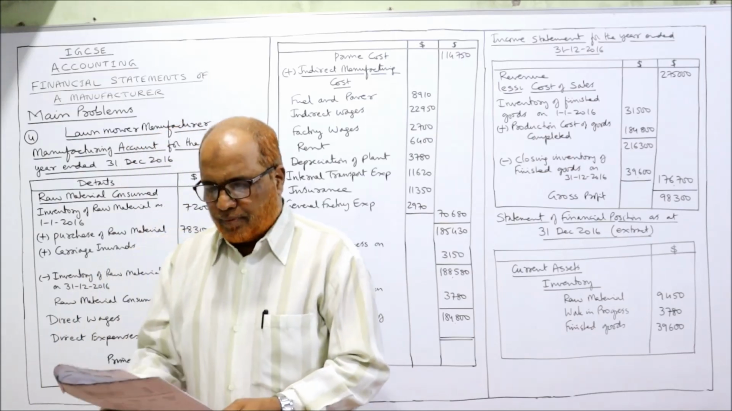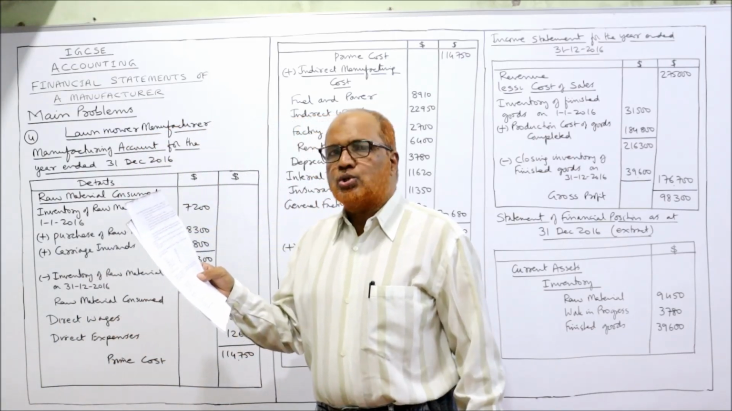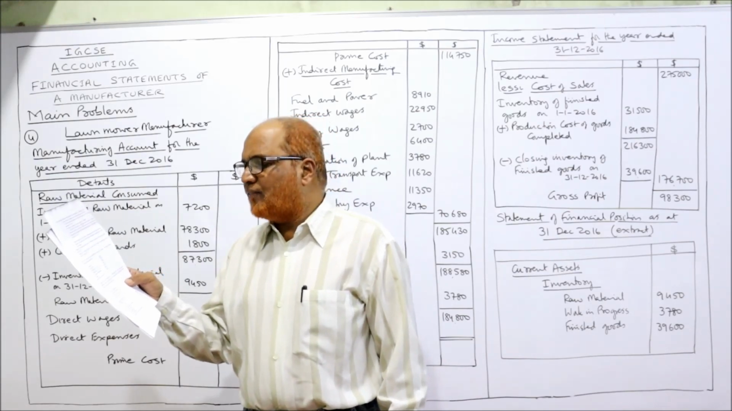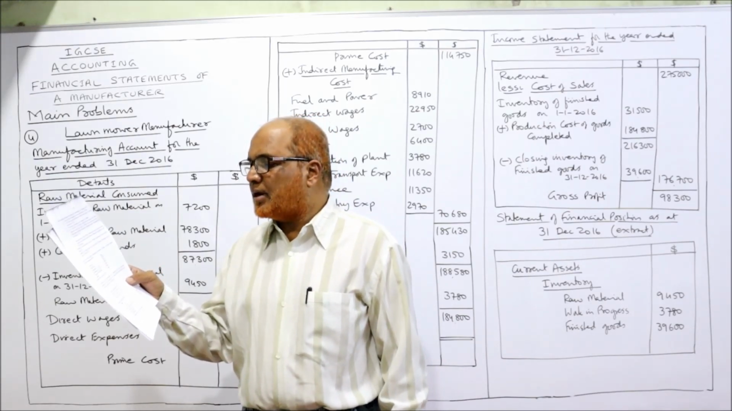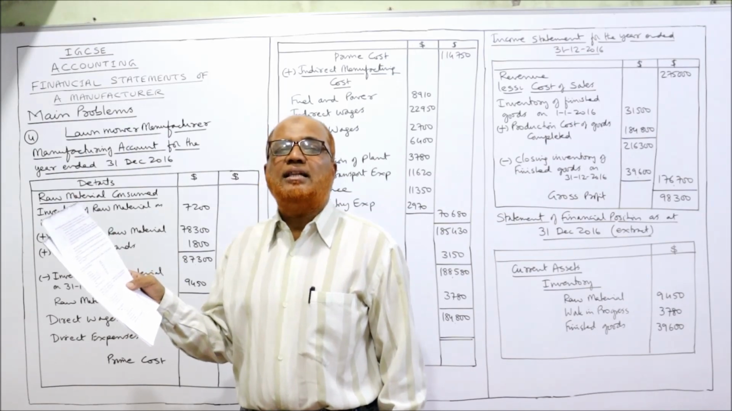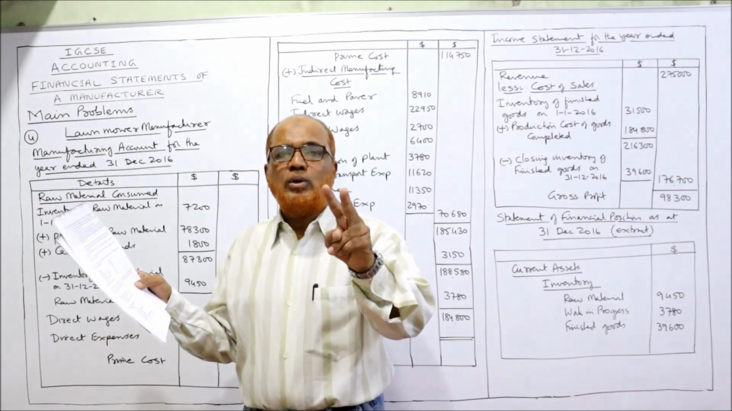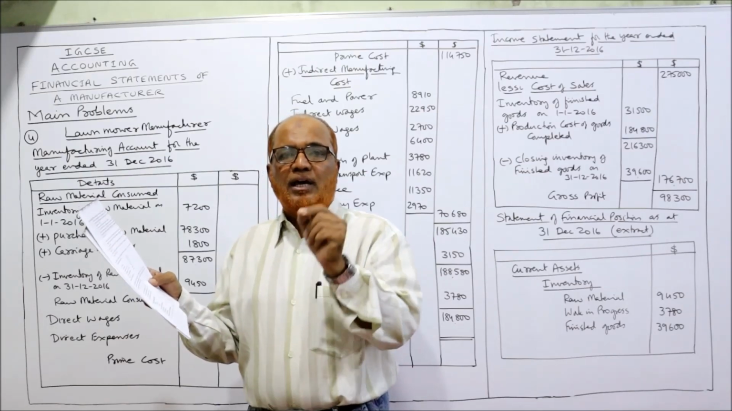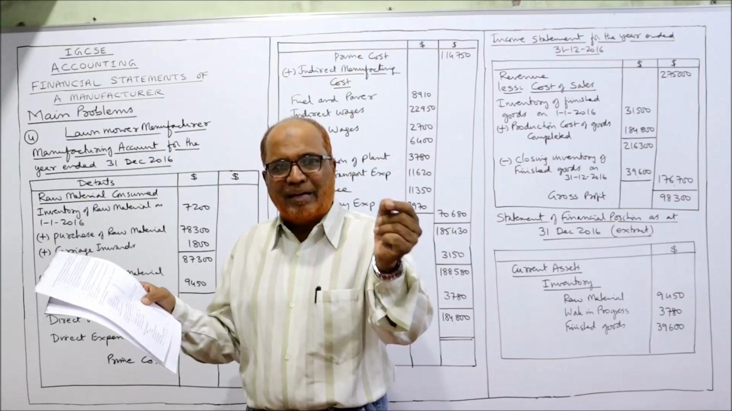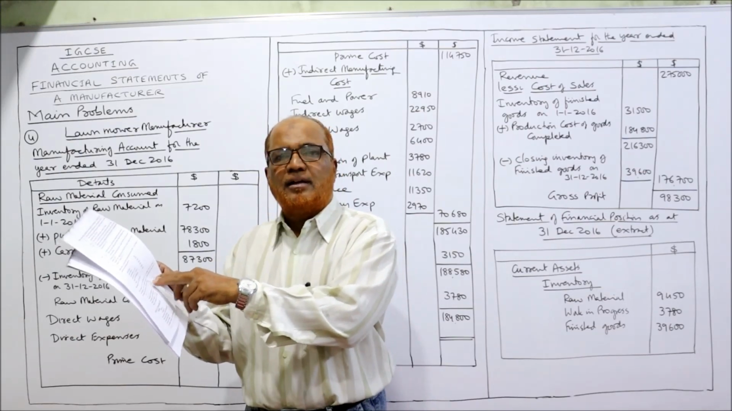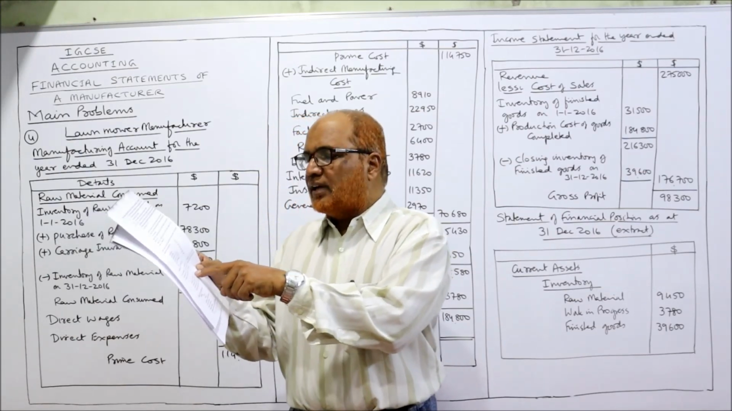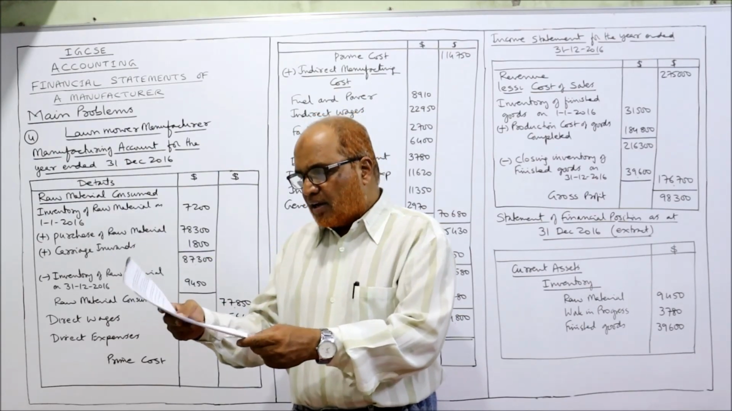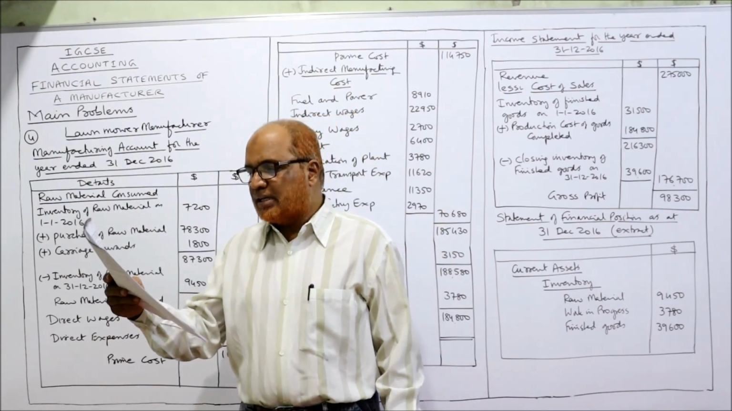So inventory of finished goods on 1st January 2016 31,500 and inventory of finished goods on 31st December 2016 39,600. These 2 lines are not there in the question. Now you write it down there itself. Inventory of finished goods at the beginning of the year 31,500. Inventory of finished goods at the end of the year 39,600. Right? Now year to 31st December 2016.